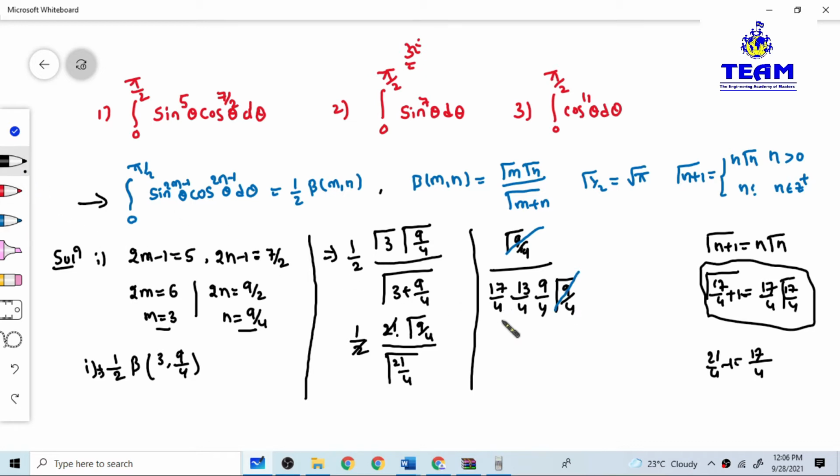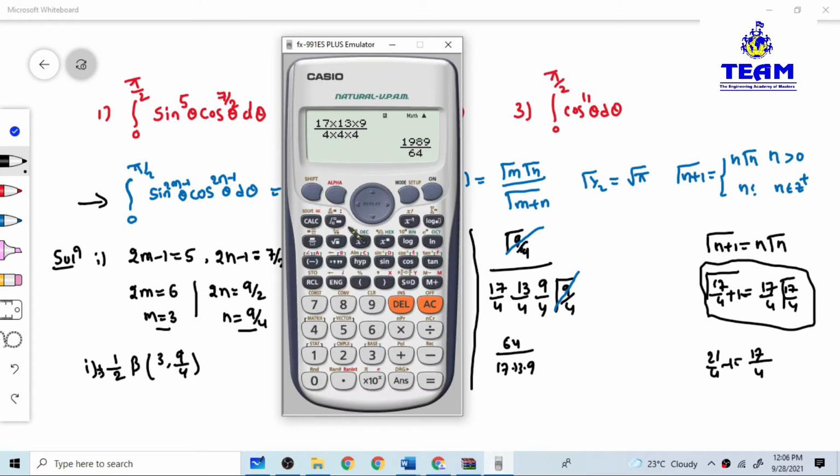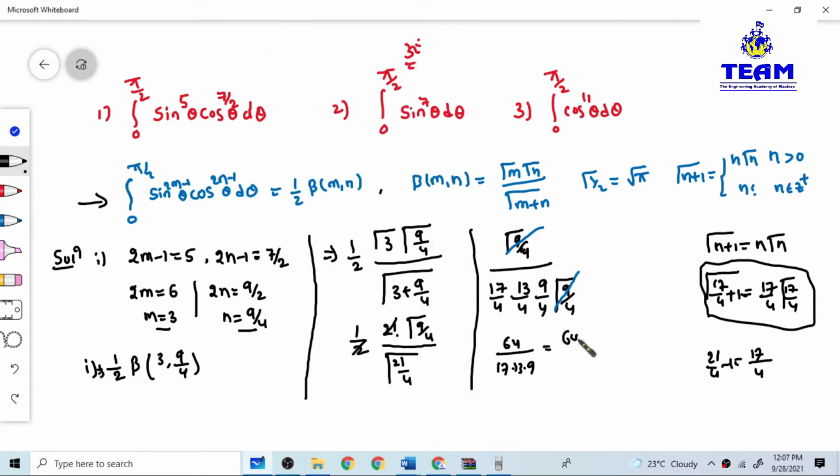Now you have to simplify this. Then you will have 4 into 4 into 4, which means 64, divided by 17 into 13 into 9. Use the calculator. So friends, 17 into 13 into 9 by 4 into 4 into 4, you are getting 1989 by 64. So if you simplify this, 64 by 1989 is the answer for the first problem. Is it clear for everyone? Right. Similarly, you have to do the second problem, friends.